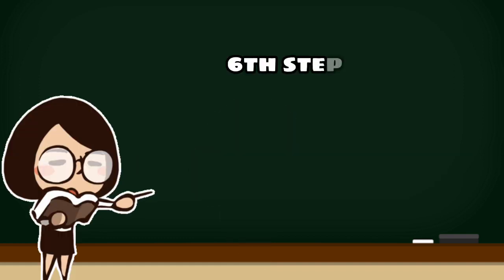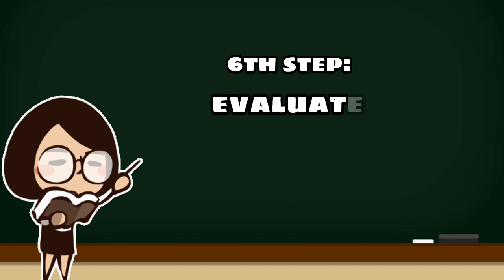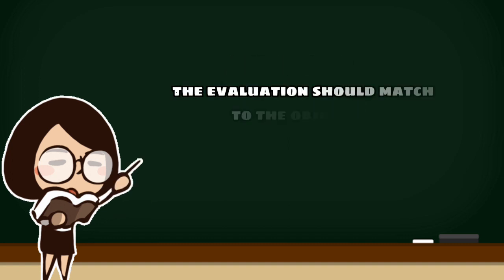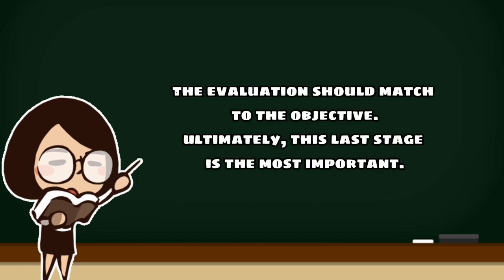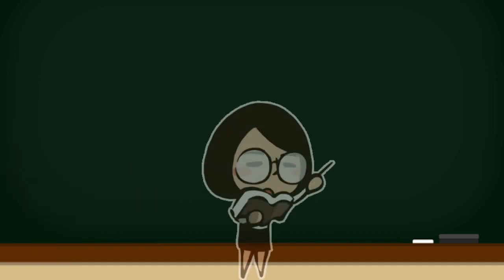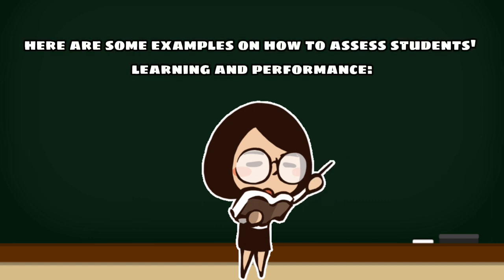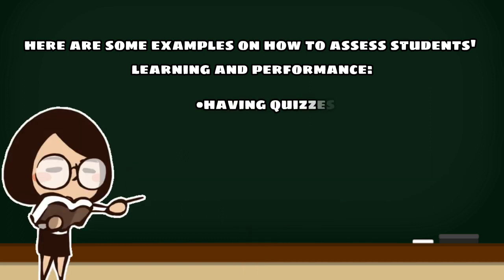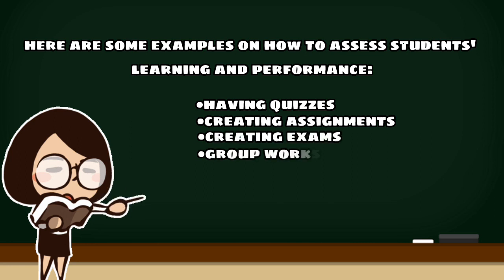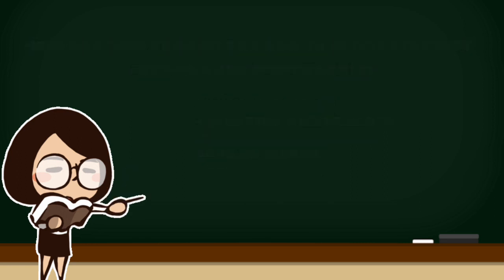The last step of the Assure method is evaluate student performance. Here, the evaluation should be matched to the objective. Ultimately, this last stage is the most important. You must evaluate the instruction process from start to finish using the objectives you created in the beginning. Here are some examples of how to assess students' learning and performance: quizzes, assignments, exams, assessing group work, and using concept maps.